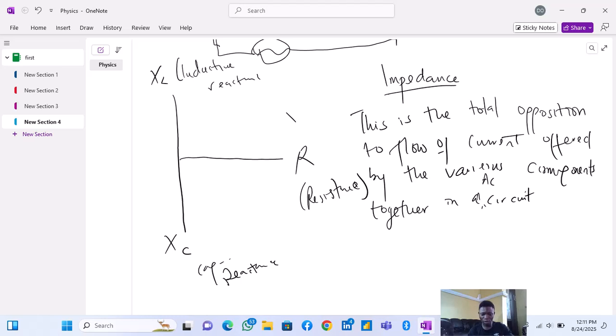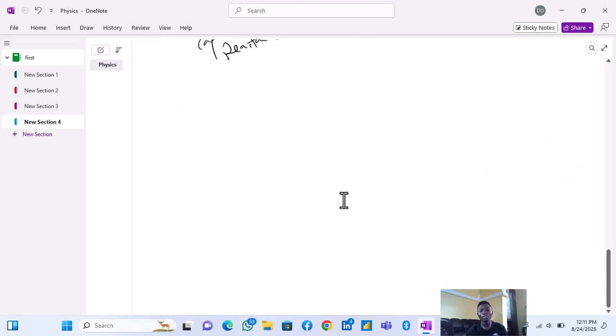So I want to look at the sum total of the opposition to the flow of current offered by two of them. Then we talk about impedance. Impedance is usually denoted as Z. Today we want to look at the different types of circuits and their impedances.